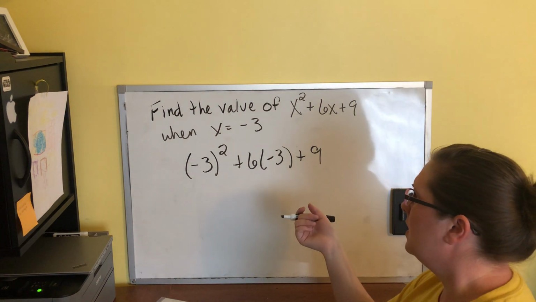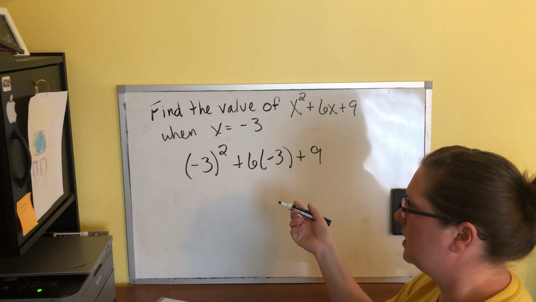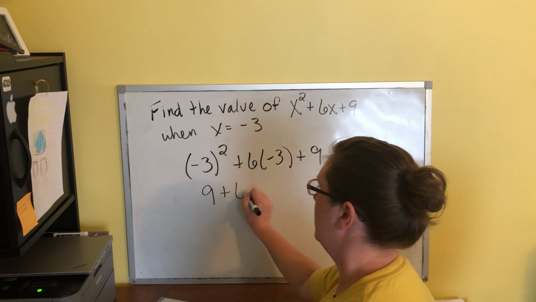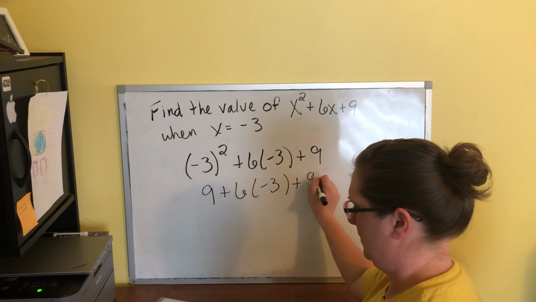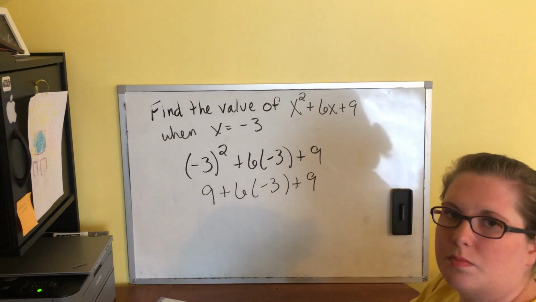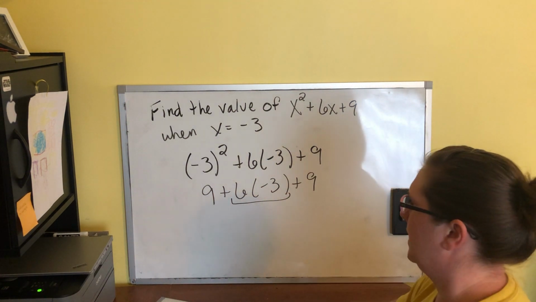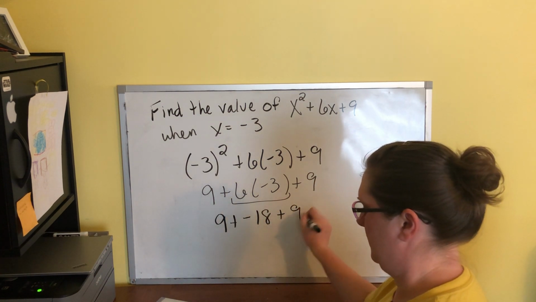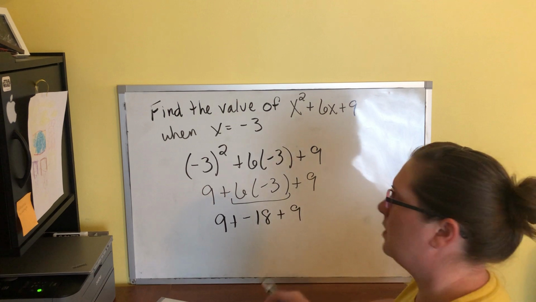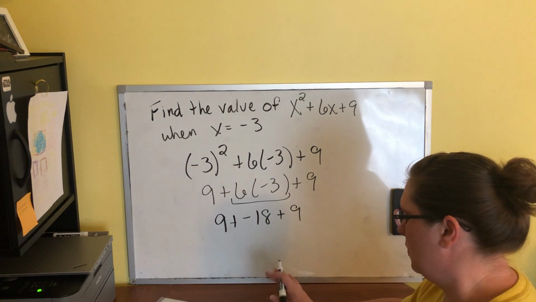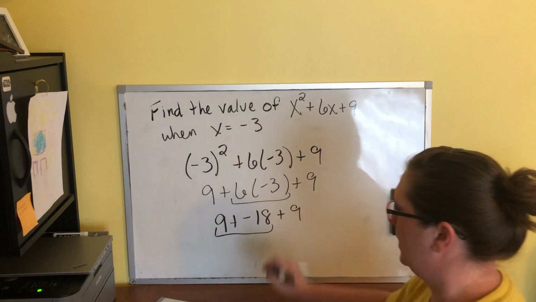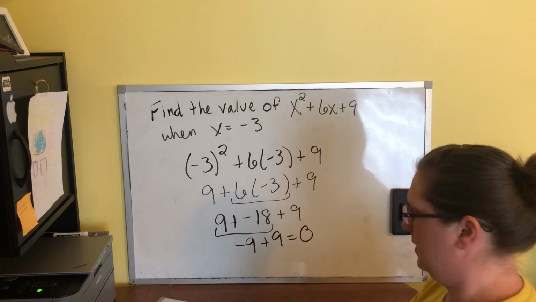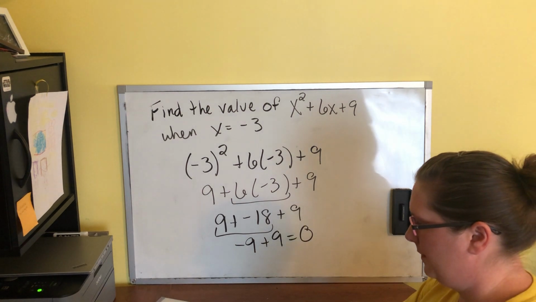Okay, so now we're doing order of operations. We're going to go ahead and handle the exponents. So negative 3 times a negative 3 is a positive 9. Now we're moving on to multiplication or division. I have multiplication. 6 times negative 3 becomes a negative 18. Okay, and from here we have adding and subtracting. We're going to do whatever occurs first. So here I'm doing 9 plus negative 18. Well, that's a negative 9. Plus 9 is 0. Okay.